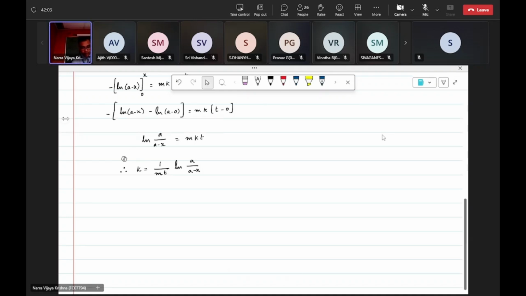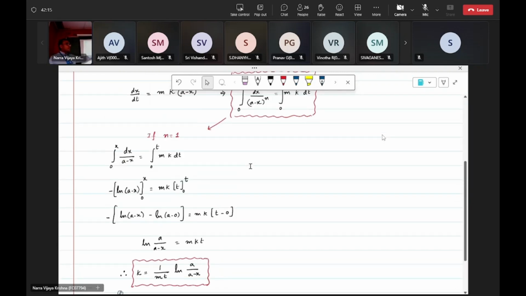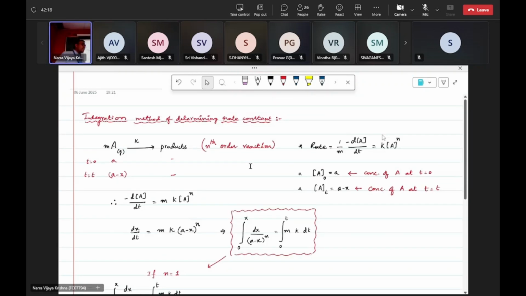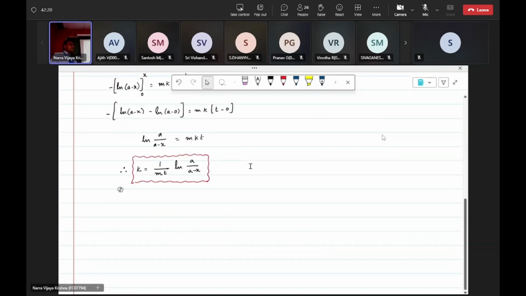This is the rate constant when n equal to 1, which means first order kinetics. I have taken n as 1. If it is a first order reaction, this is the rate constant. So the rate constant k is 1 upon mt log a upon a minus x base e.